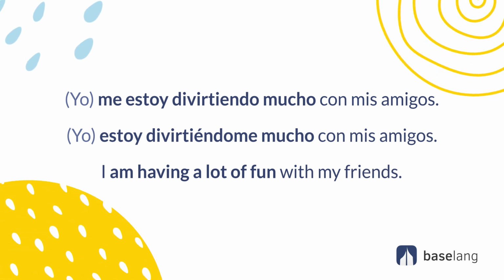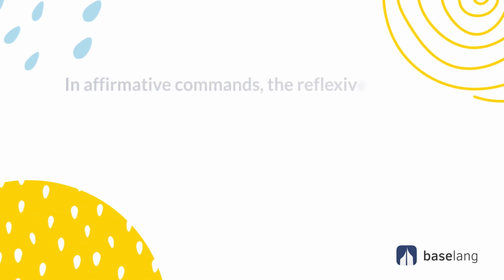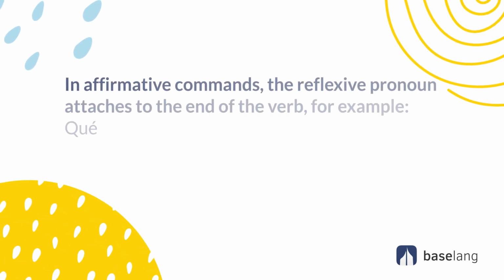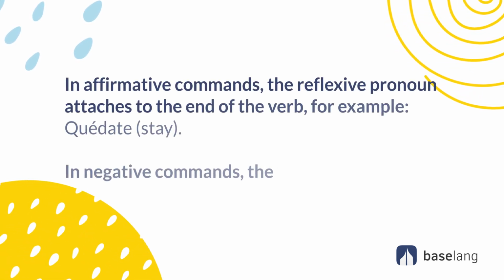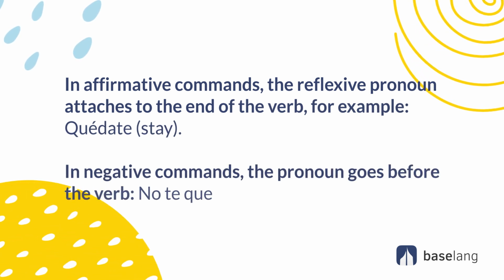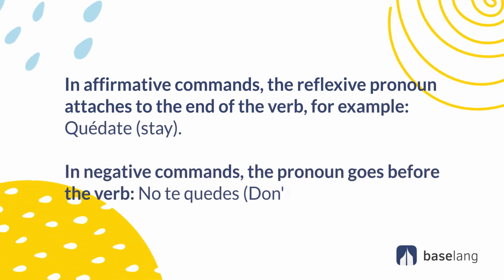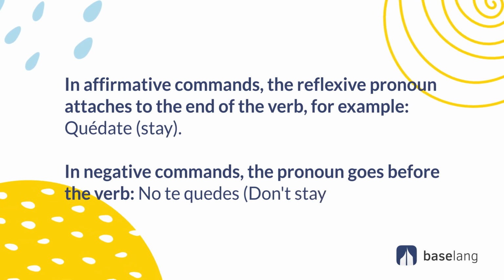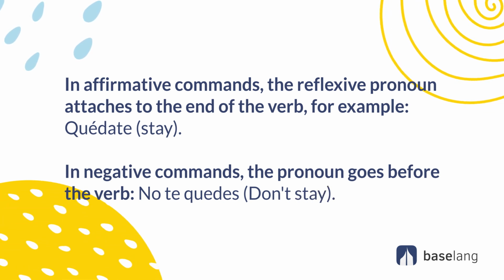For commands, the rules differ. In affirmative commands, the reflexive pronoun attaches to the end of the verb. For example, quédate, stay. In negative commands, the pronoun goes before the verb. No te quedes, don't stay. The key is to match the reflexive pronoun to the subject and place it correctly relative to the conjugated verb or verb phrase.